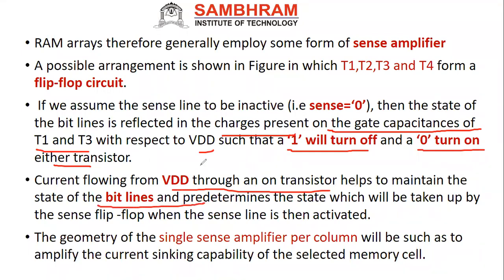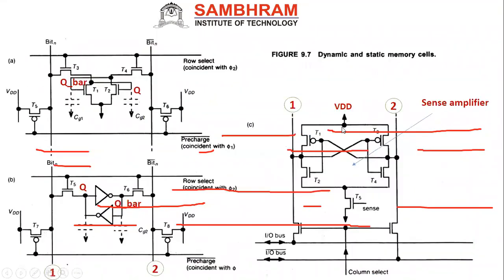So based on this, your bit line will maintain the predetermined state, which will be taken up by the sense flip-flop when the sense line is activated. So now what will happen here? Due to this VDD, I will get the VDD like this. Okay, so this is VDD.